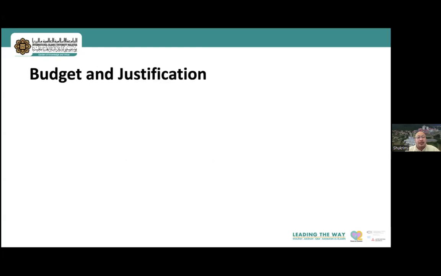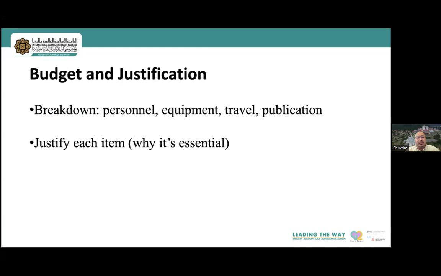Budget and justification. This area needs to be clearly written. We break it down properly into personnel, equipment, travel, and publication. And then we must justify each item clearly. Why is it essential? We need to justify that.